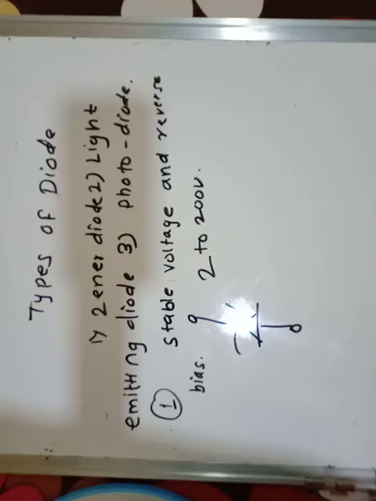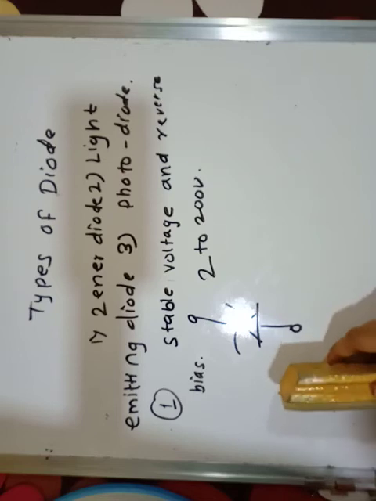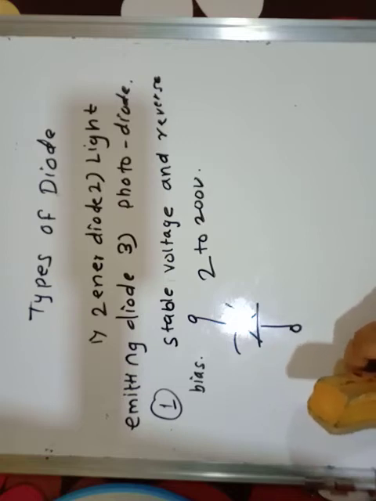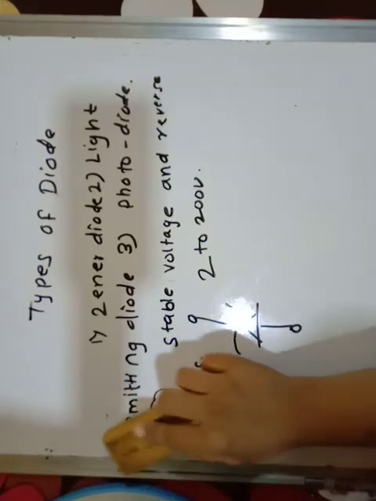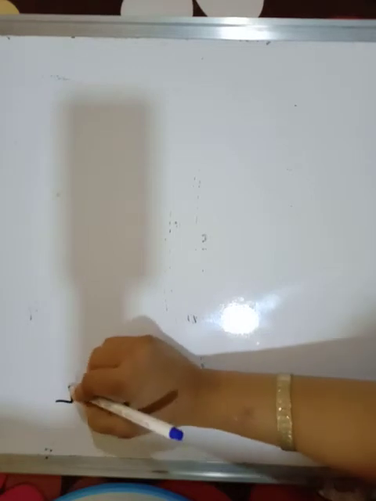Now we will see the applications of the Zener diode. Zener diodes are used in DC power supplies as a voltage regulator, or in special circuits used to stabilize the voltage. That's just like our voltage stabilizer. In case of the voltage stabilizer, the Zener diode is used to stabilize the voltage. So this is the Zener diode. Then second, we have the LED, that is the light emitting diode.